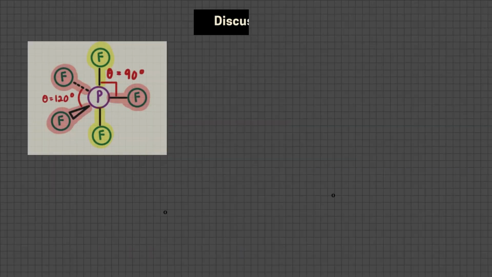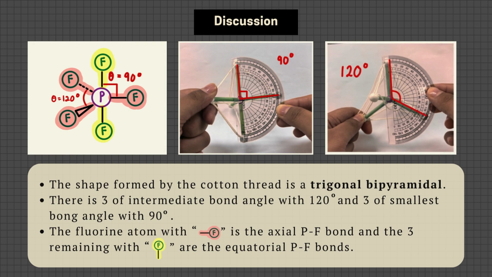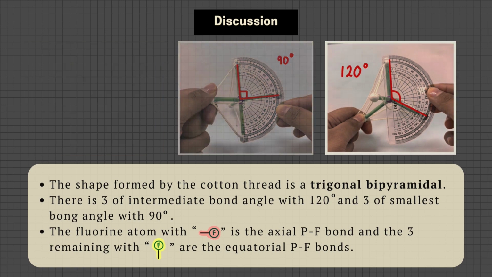As per our discussion, the shape formed by the cotton thread is a trigonal bipyramidal, and there are 3 intermediate bond angles of 120 degrees, and there are 3 of the smallest bond angle of 90 degrees. So the fluorine atom with the red highlighted bond is the axial phosphorus fluorine bond, and the 3 remaining with the yellow highlighted fluorine bond are the equatorial phosphorus fluorine bonds.